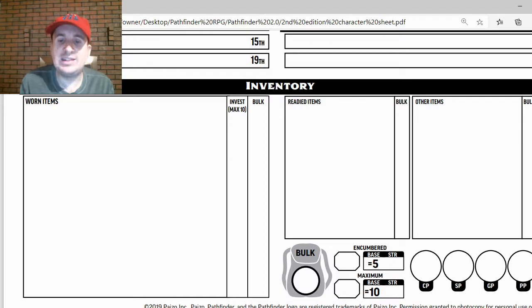This limit is 10 plus your strength modifier. This is a limiting factor. Otherwise, everybody would carry everything they own on them. In real life, can you carry everything you own? No, I don't think so. You have a limit to what you can carry, and so does your character.